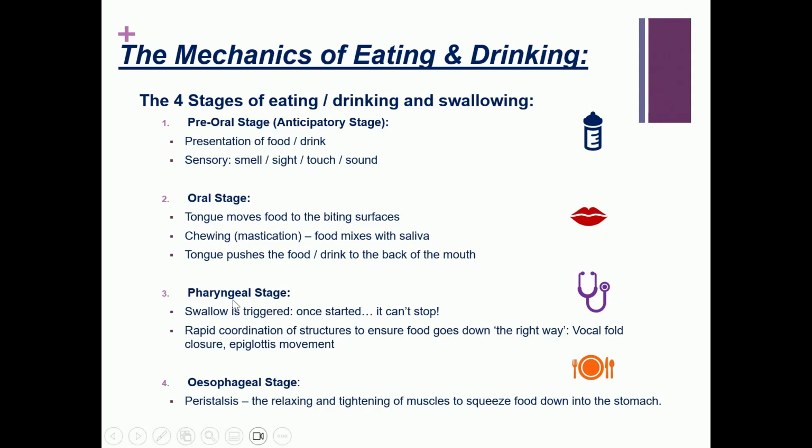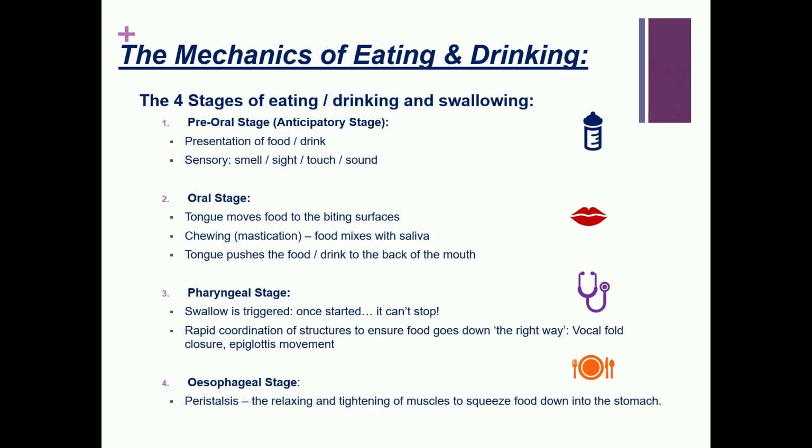Then we've got the third stage or pharyngeal stage, which is literally where the swallow is triggered. And once it's started, you literally can't stop it. So if you've got a cup of tea with you now or anything stronger, take a sip and see if you can start that swallow and then stop it. You really won't be able to, or it certainly might make you cough and splutter. And this stage is very, very highly coordinated, and certain structures have to move quite rapidly and in a coordinated way to ensure the food goes down the right way.